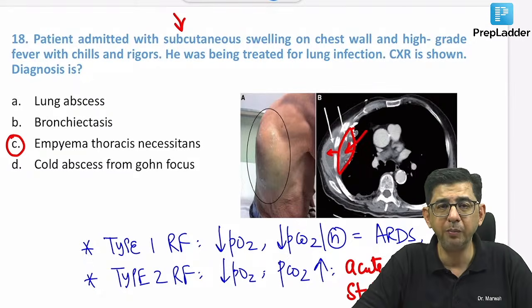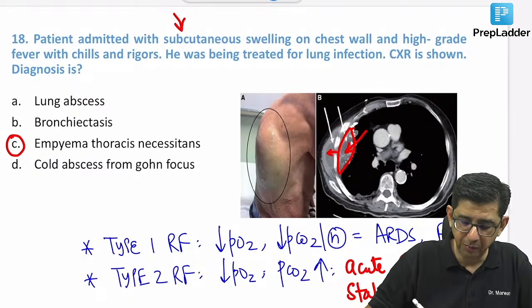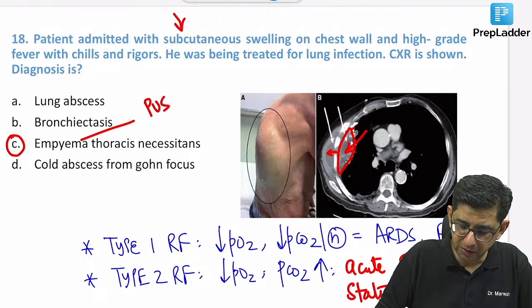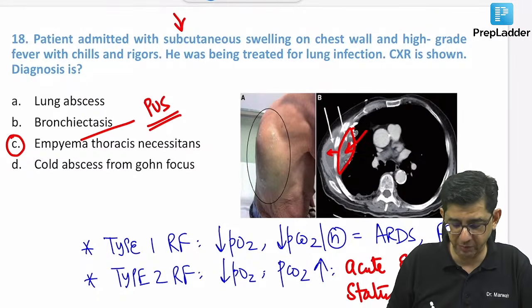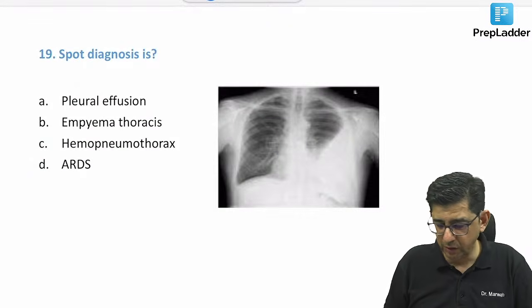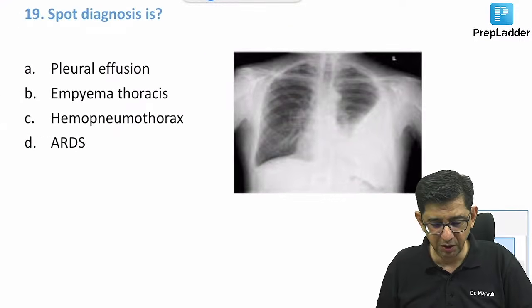No, this would not be a subcutaneous emphysema. It's an empyema. Empyema would mean that there would be pus in the pleural cavity. This is not obviously an emphysema. So I think that is pretty clarified. So moving to the next one, spot diagnosis. In this case, you guys can help me out.